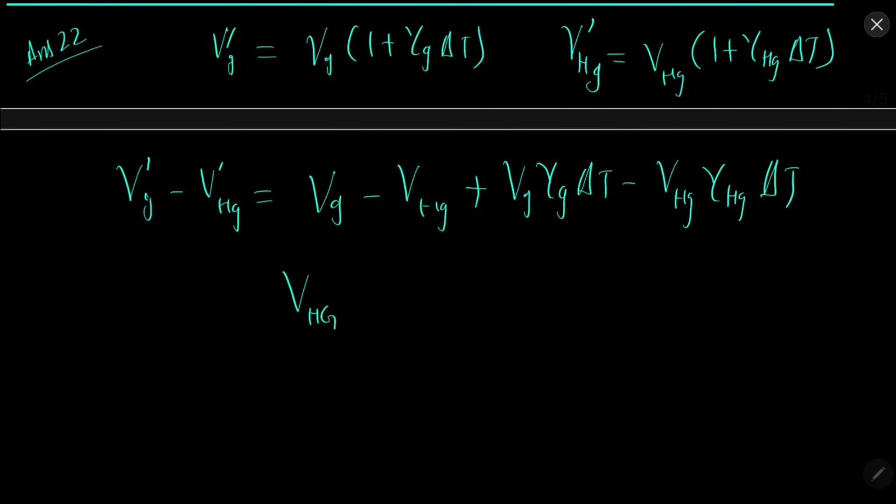So V_Hg equals 9 into 10 to the power minus 3 over 1.8 into 10 to the power minus 4, which is 500 cubic centimeter.